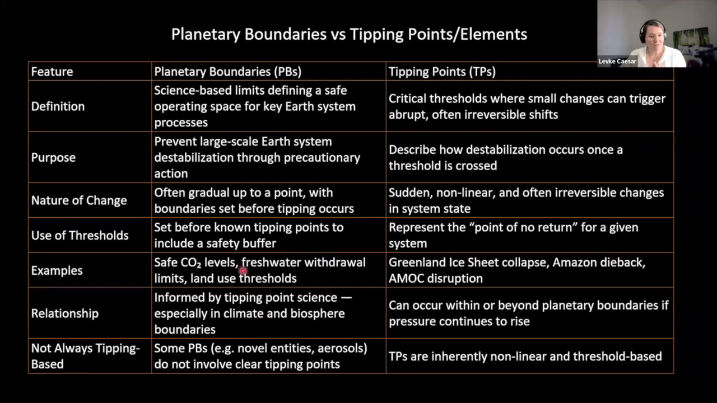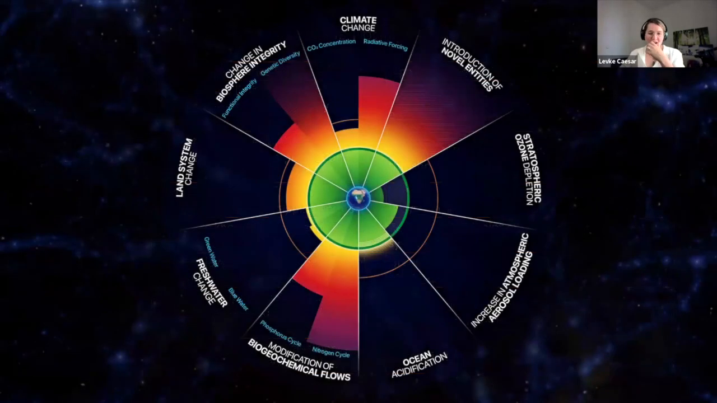And the relationship is that tipping points were there first in terms of a scientific concept, and they're now used to inform the setting or determination of the thresholds in the planetary boundary framework. But I'm going to talk about that a little bit more in a moment. And also important to note that not all of the planetary boundaries are clearly linked to tipping points. Okay, so I hope that's somewhat clear. I know it's a complex framework.